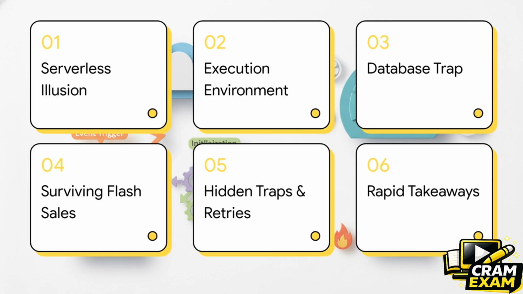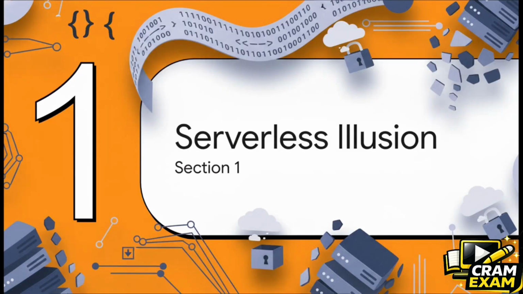Today, we'll be covering 1. The Serverless Illusion, 2. The Execution Environment, 3. The Database Connection Trap, 4. Surviving flash sales, 5. Hidden traps and retries, and we'll wrap it all up with 3 rapid takeaways. All right, let's jump right into Section 1, the Serverless Illusion.